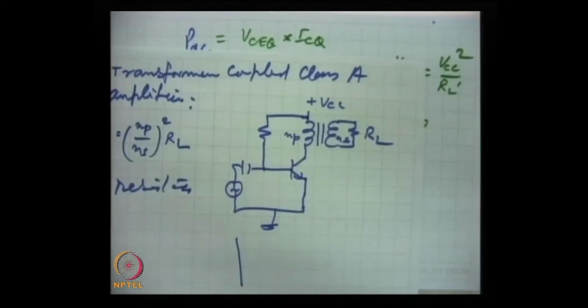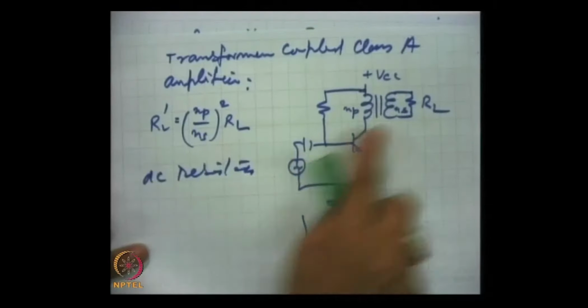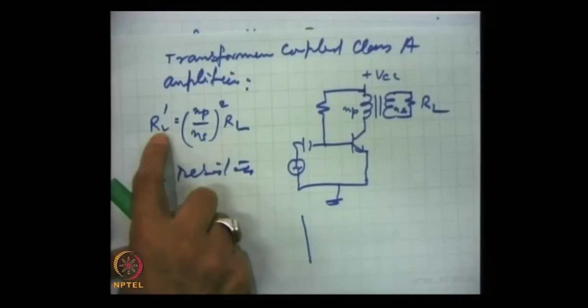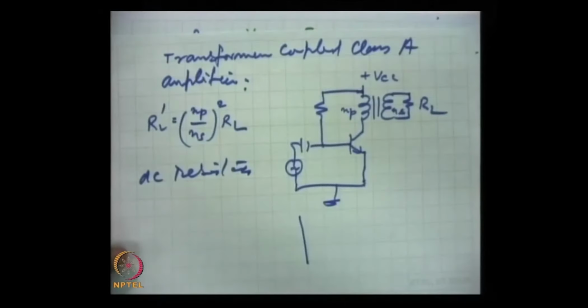Plus this relation of effective load also has an advantage, because by adjusting this ratio we can get the matched load for maximum power transfer to the load. So, these are the advantages, but still the use of the transformer coupled class A amplifier is limited, restricted, because the transformer is bulky, and if the frequency response has to be good, then these transformers are expensive.